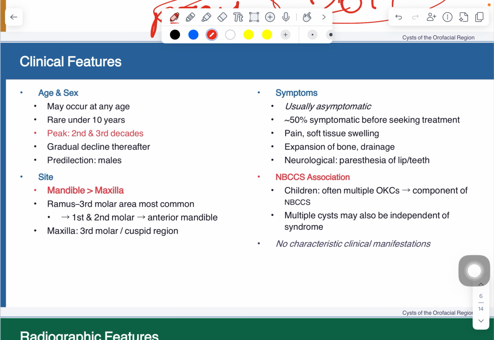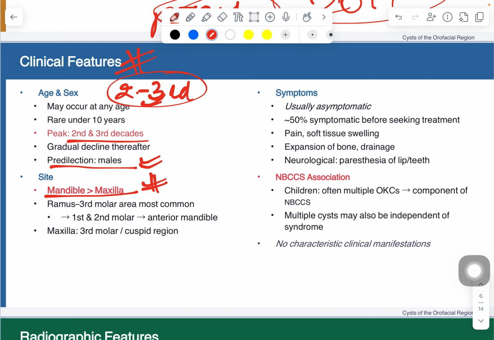So coming to the clinical features, it may occur at any age, but basically the second to third decade is most common, and it has a male predilection, common in males than in females. Similarly, common in mandible than in maxilla. You will rarely see OKC associated with maxilla clinically in your clinics. Most commonly OKCs are found in mandible, that also in the third molar area.